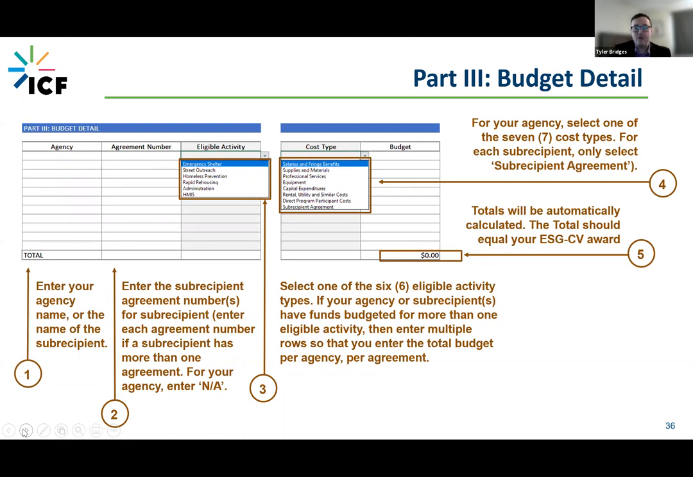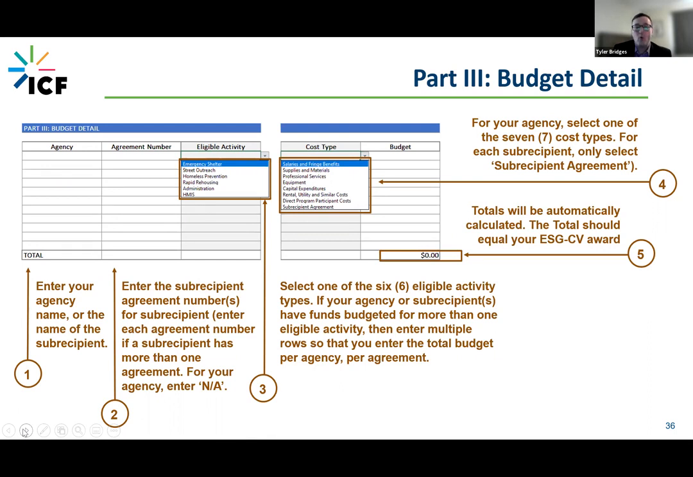In the next column over, which is eligible activity, for each agency and subrecipient agreement, select one of the 6 eligible activity types. If your agency or subrecipients have funds budgeted for more than one eligible activity, then enter multiple rows so that you enter the total budget per agency, per agreement, and per eligible activity. And again, I apologize. I know this is really detailed, but this is what's necessary in order to calculate and determine modified total direct costs.